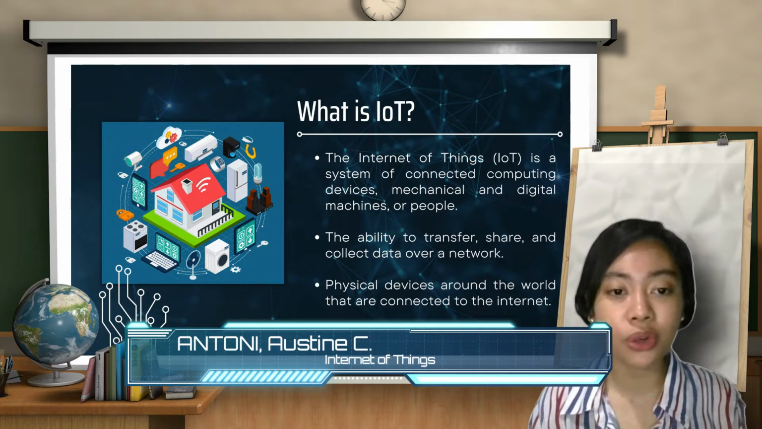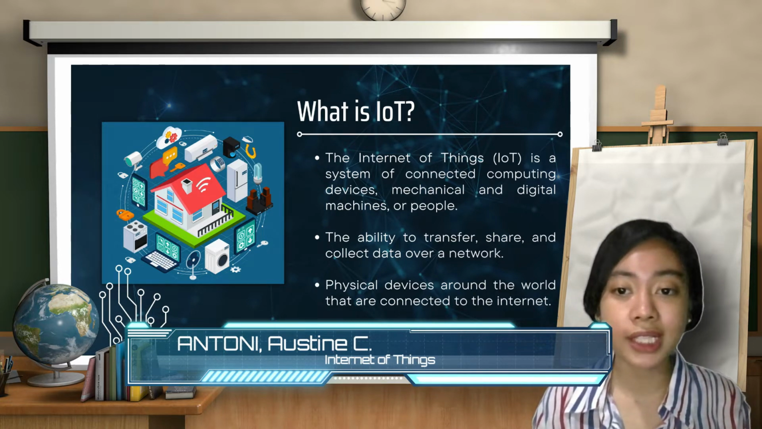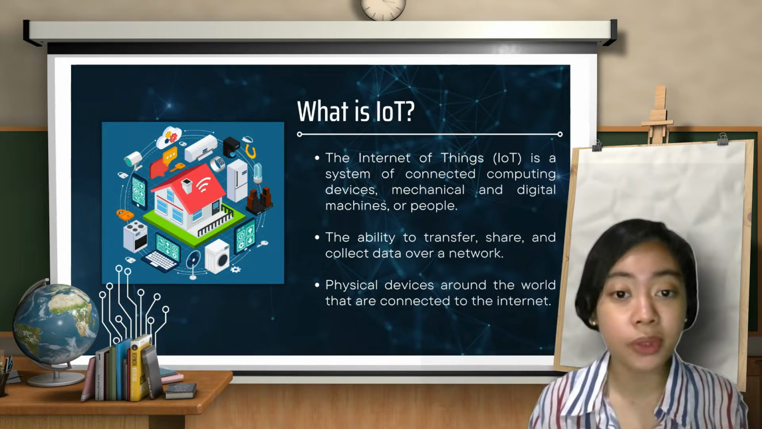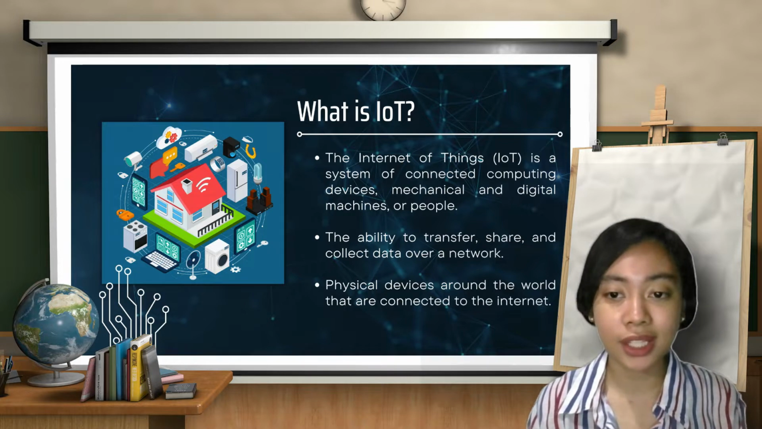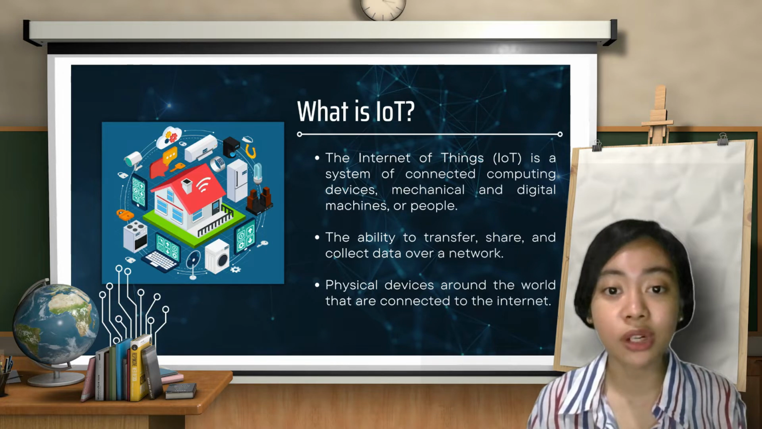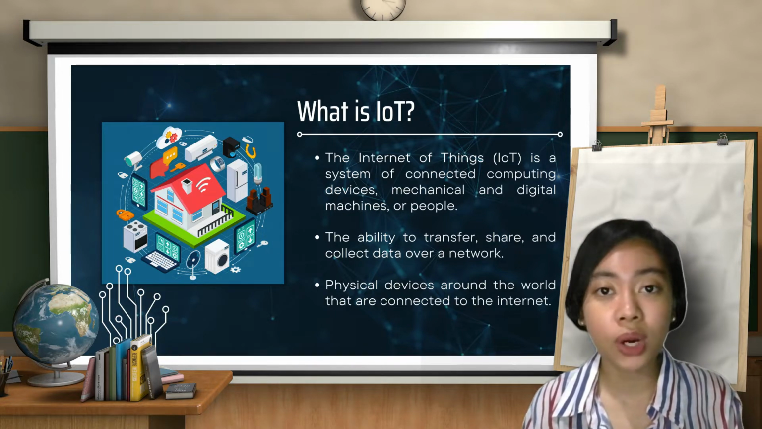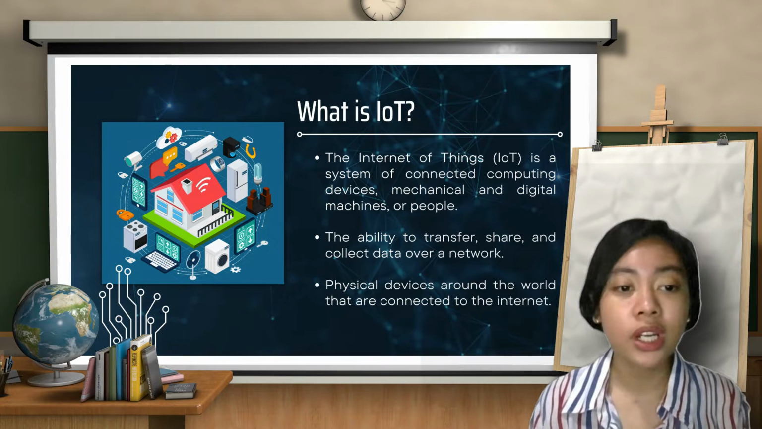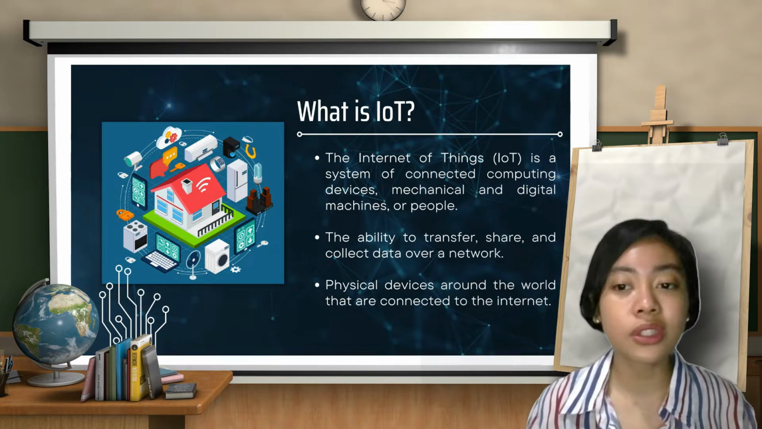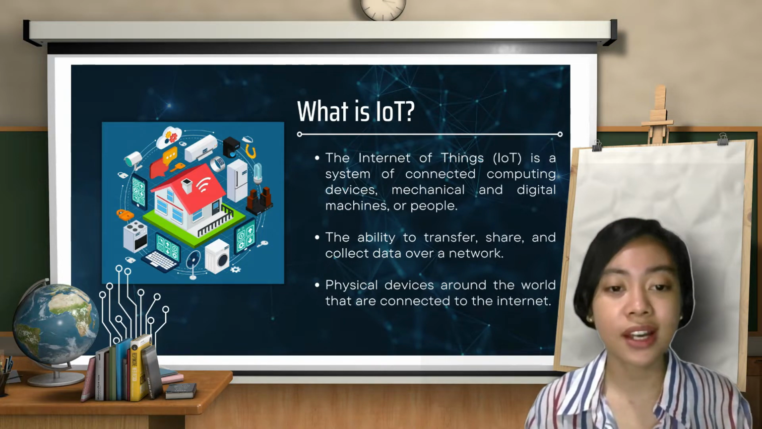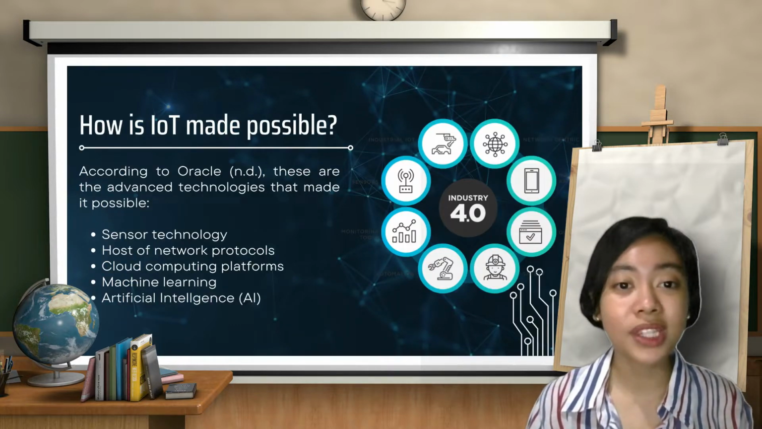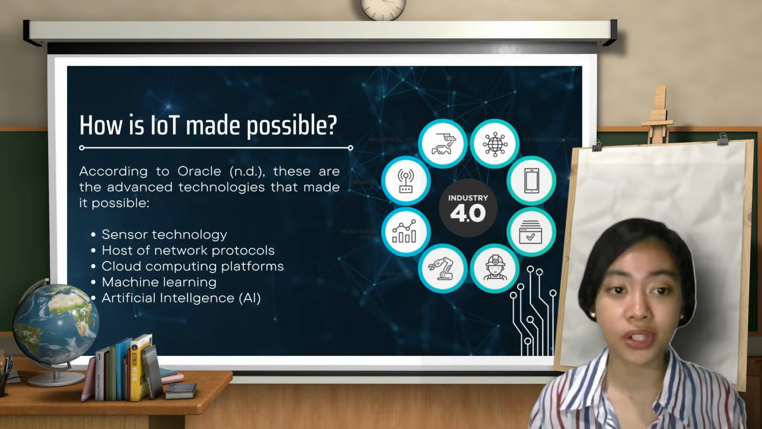The Internet of Things, or IoT, is a system of connected computing devices, mechanical and digital machines, or people that are uniquely identified. In addition, it refers to the ability to transfer, share, and collect data over a network without requiring human to human or human to machine interaction. To put it simply, it pertains to the billions of physical devices around the world that are now connected to the internet. Next, what technologies have made IoT possible?